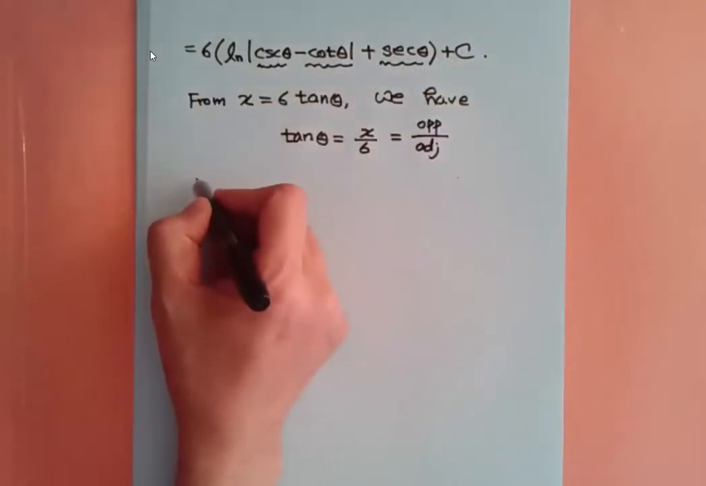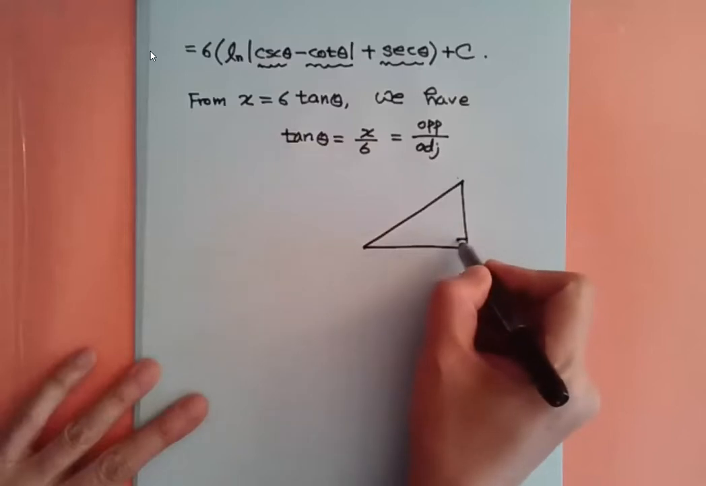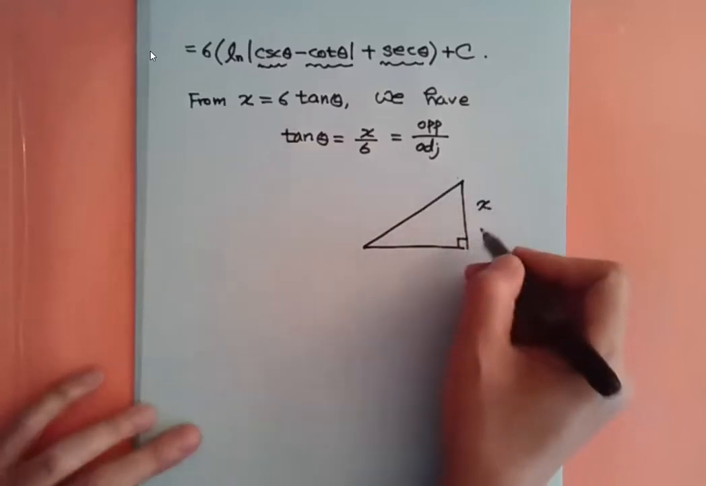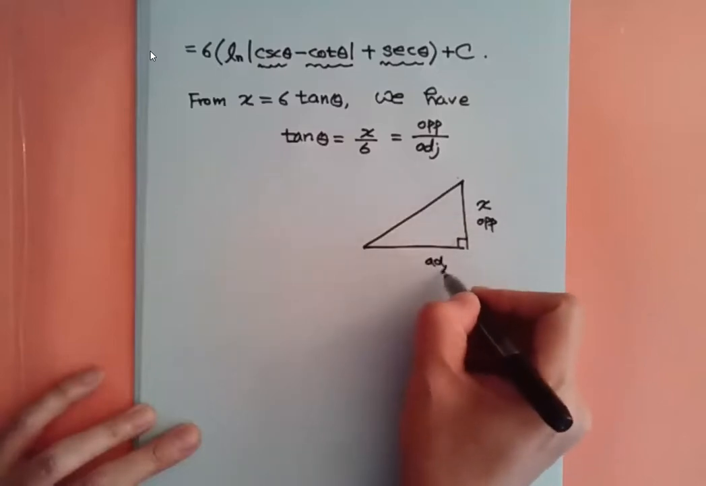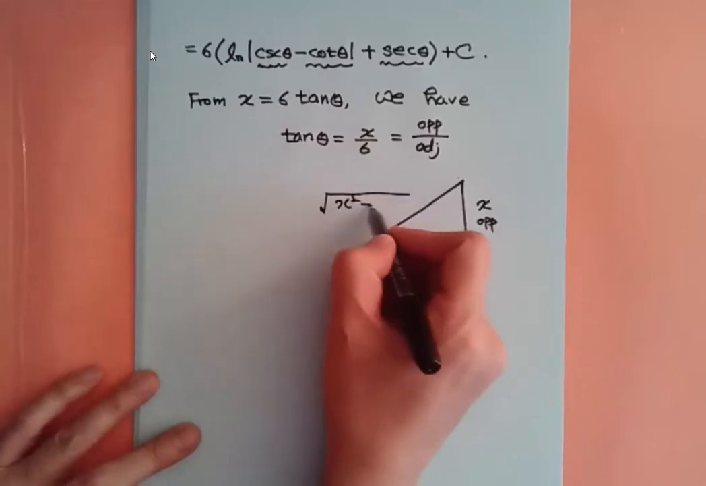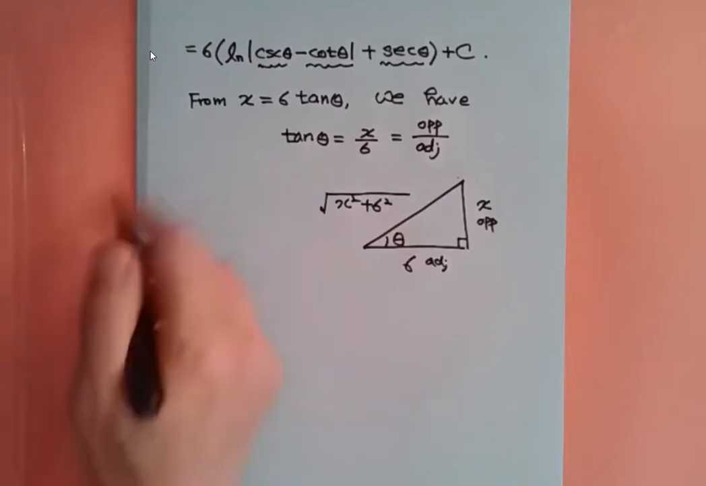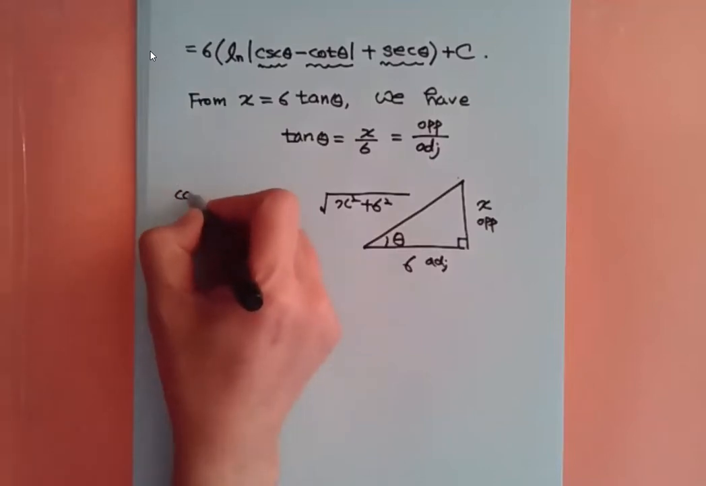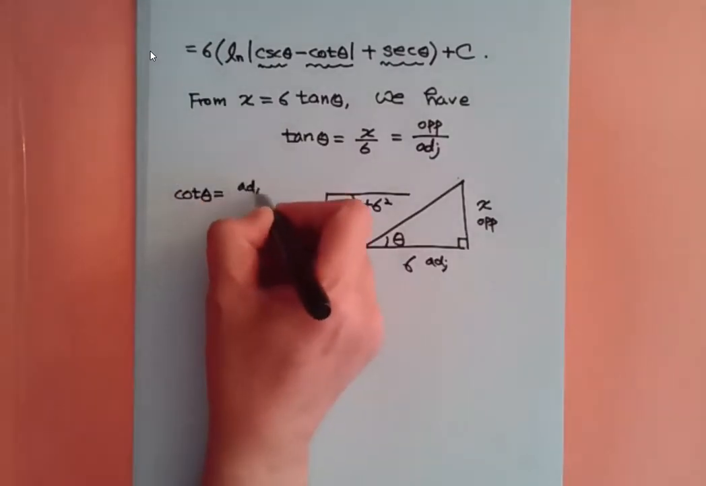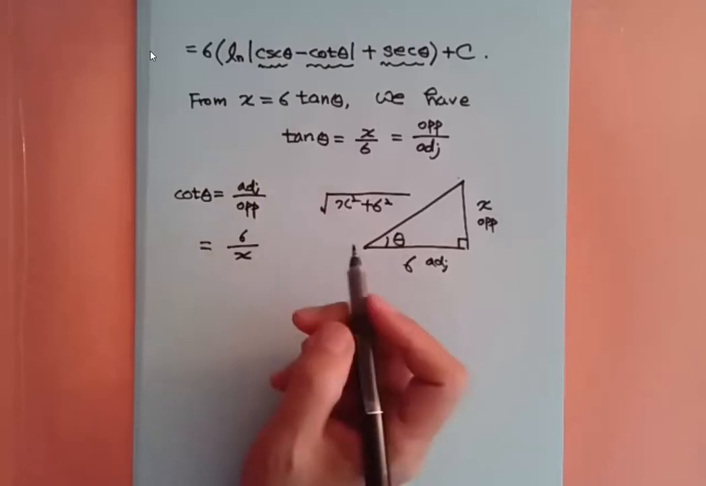So when we visualize this in the right triangle, it becomes opposite is x, and adjacent is 6 when theta is right here. And hypotenuse is square root of x squared plus 6 squared. I just applied the Pythagorean formula. So what is cotangent? Cotangent of theta is adjacent over opposite. So adjacent is 6 and opposite is x.